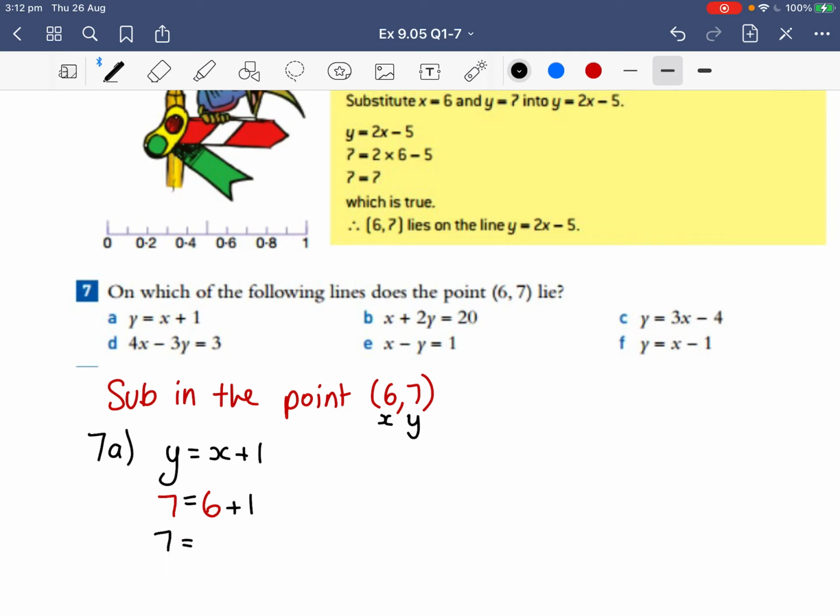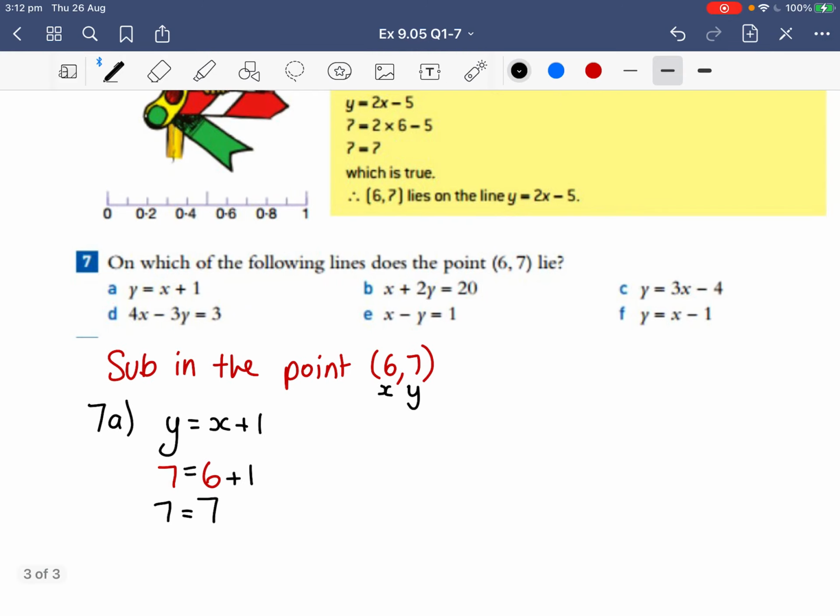So 7 equals 6 plus 1. Now 6 plus 1 is 7. So because both sides of my equation equal 7, it means therefore, yes, the point lies on the line. Okay, if I was to have a quick look at B, I will, nope, not going to do B.